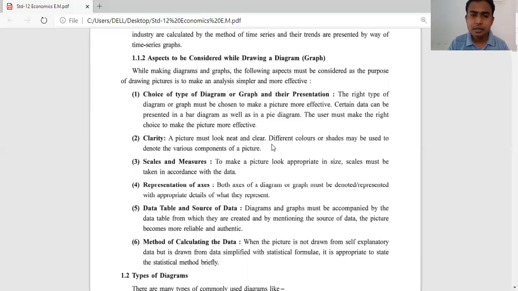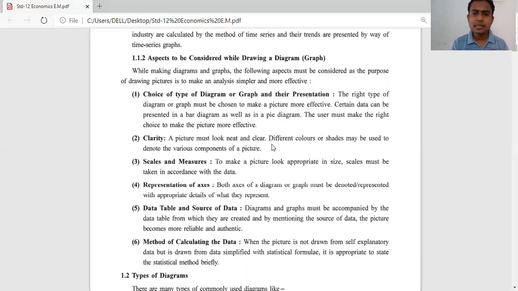Now clarity means the picture that you are presenting, the diagram that you are drawing, the graph that you are making should be very neat and clear. It should be very clear, very neat, proper. You can use different colors, you can use different shades to show the information. Coloring, shading, right? That can be used to talk about the information very precisely.